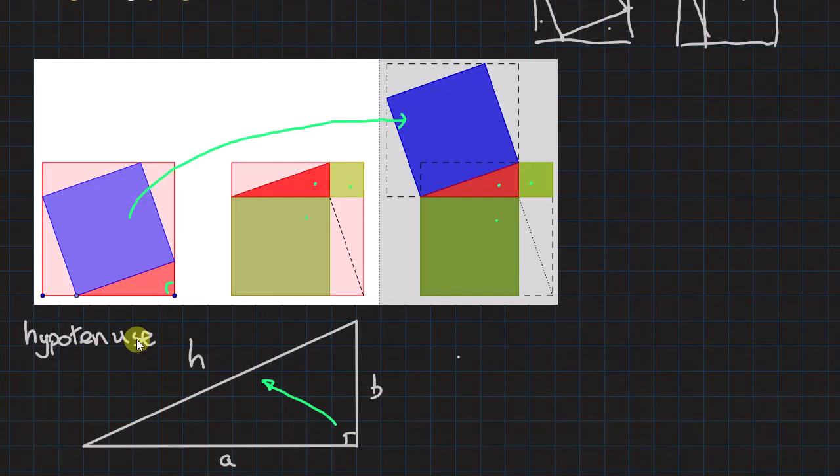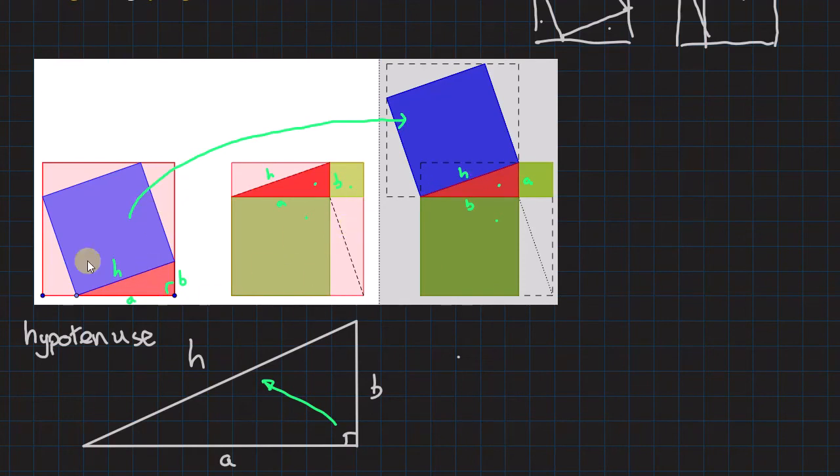So if we look at the red triangles in our diagrams, and let's label them in the same way. So that's side A, side B, and side H. Now, we'll have a look at these squares now.